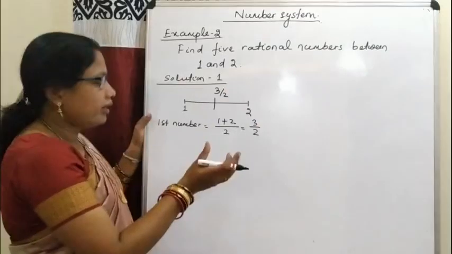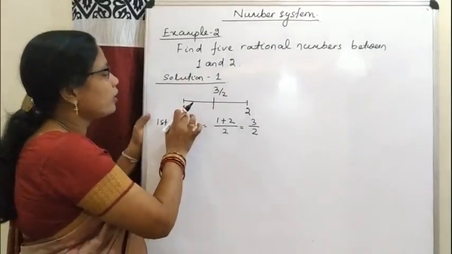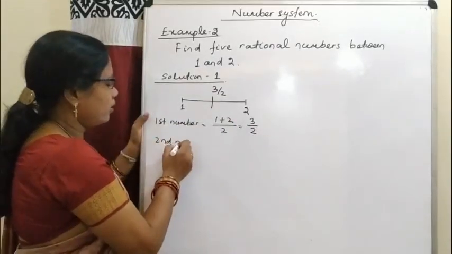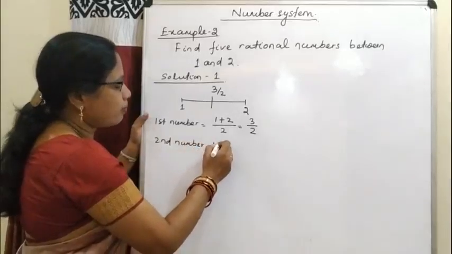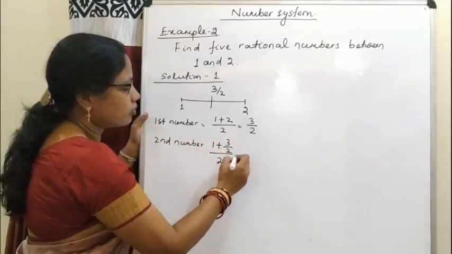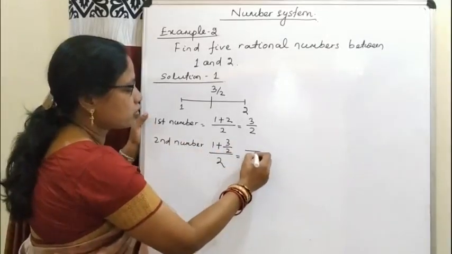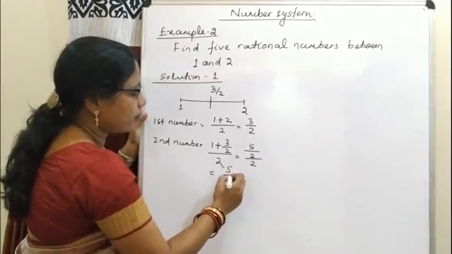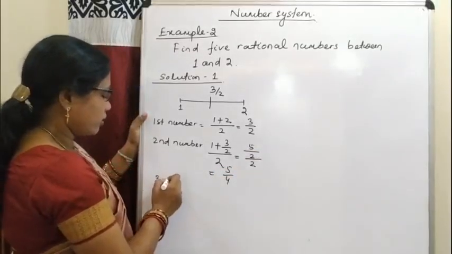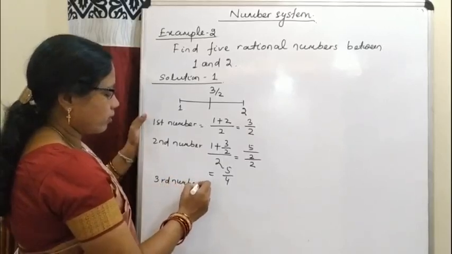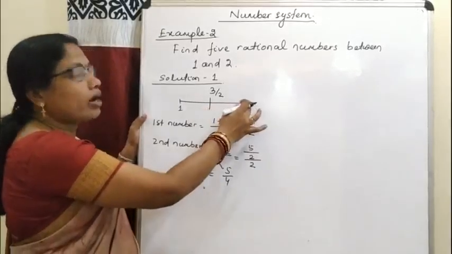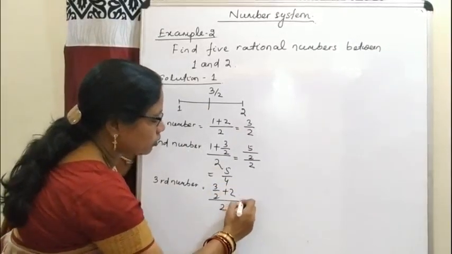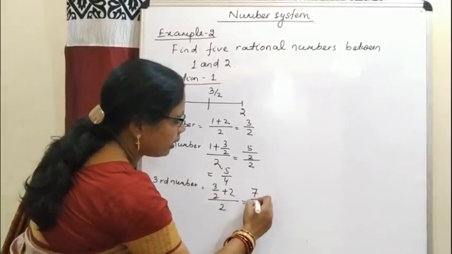Again we can find the number in between 1 and 3 by 2 by applying the same method. The second number is 1 plus 3 by 2, divided by 2. So this is equal to 5 by 2 by 2. So this is equal to 5 by 4. Then the third number is in between 3 by 2 and 2. So 3 by 2 plus 2 divided by 2. So this is equal to 7 by 4.